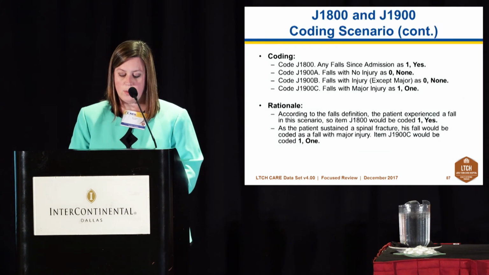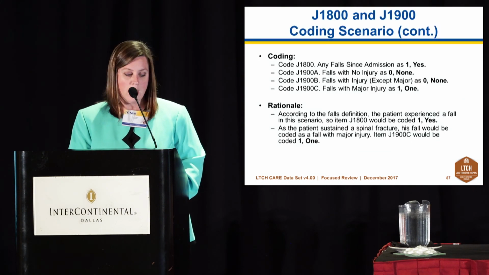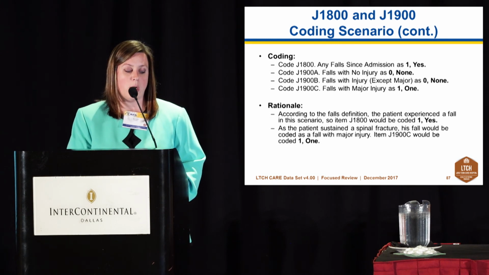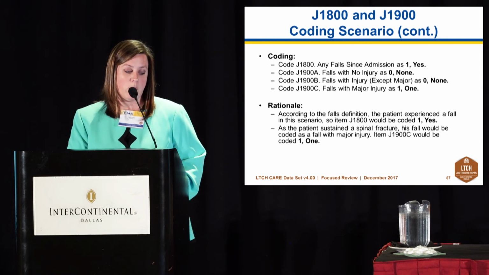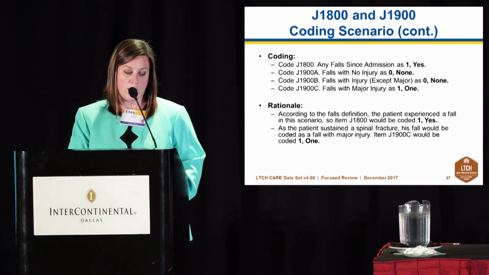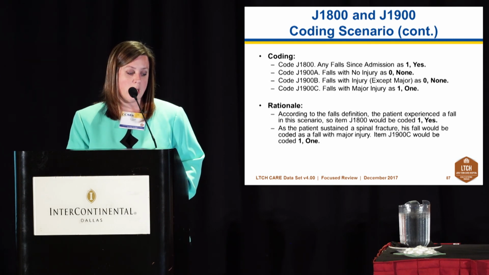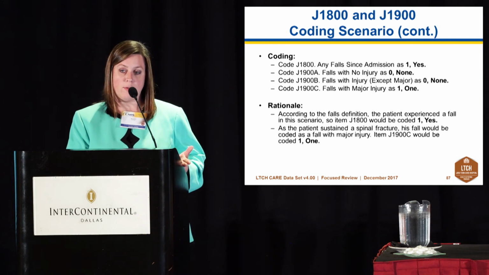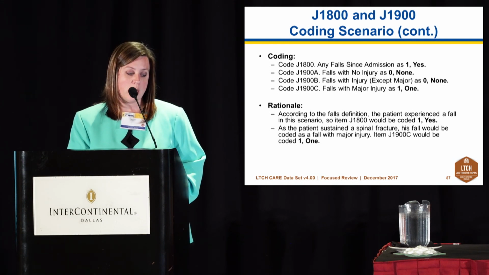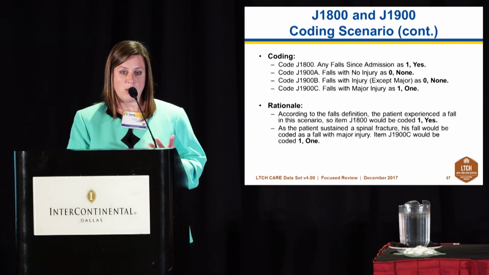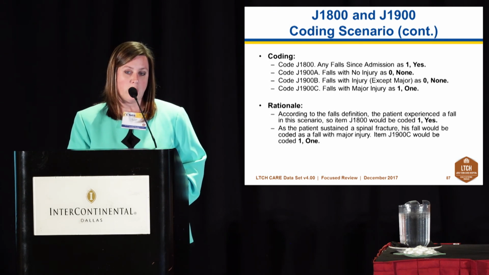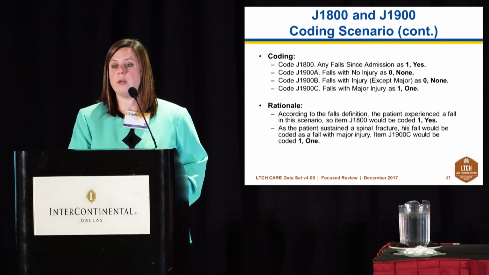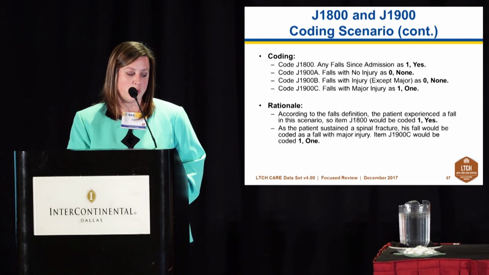And so just in case we were wondering how we got to that answer, here's a summary of J1800 and J1900. We would code J1800, any falls since admission, as 1, as we had indicated. Our falls with no injury as 0, because although we had a fall, the fall was a major injury. We would code falls with injury except major as 0. Patient did not have any other falls with any more minor injuries. And then falls with major injury as 1 because of the spinal fracture.